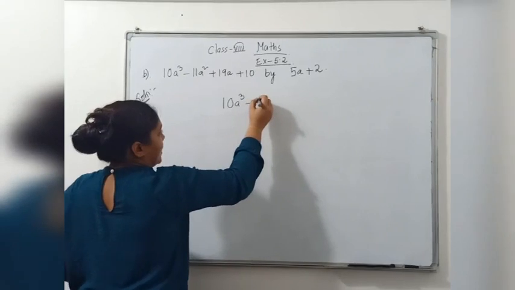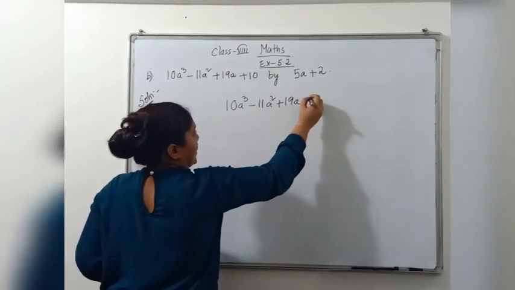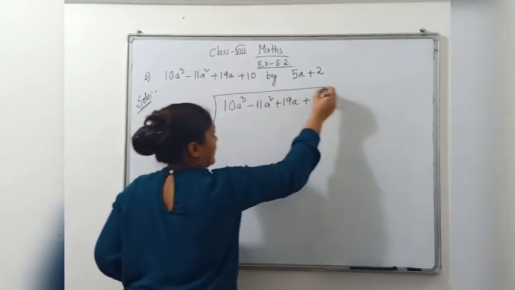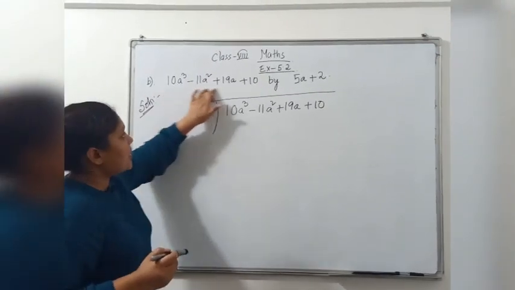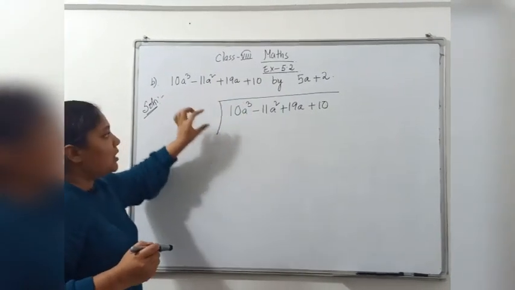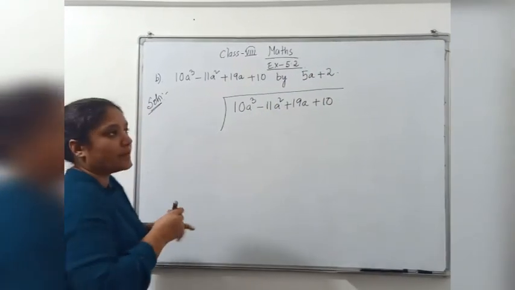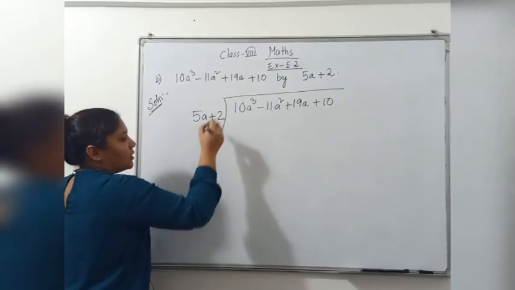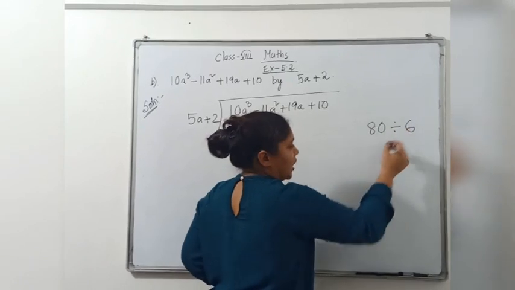Everyone listen very carefully to what I am saying and try to understand what I am comparing the other numbers with. Okay? So, this is your dividend. Where do we write the dividend? We write it inside. This is your divisor, 5a plus 2.